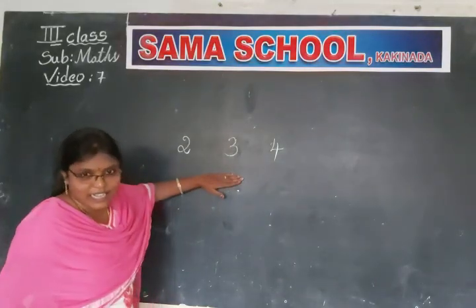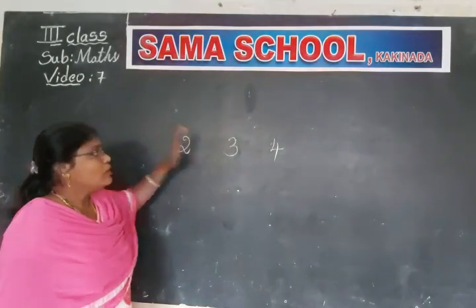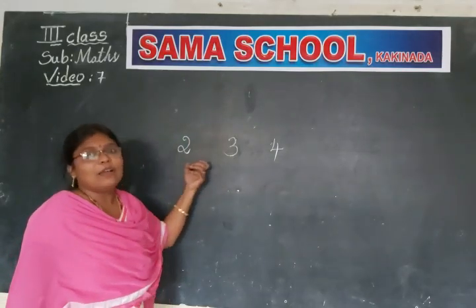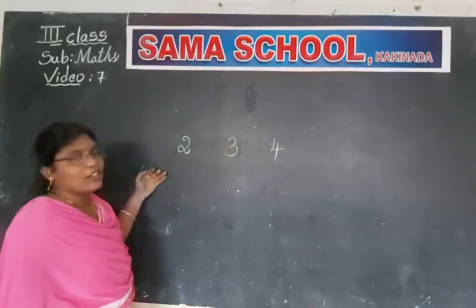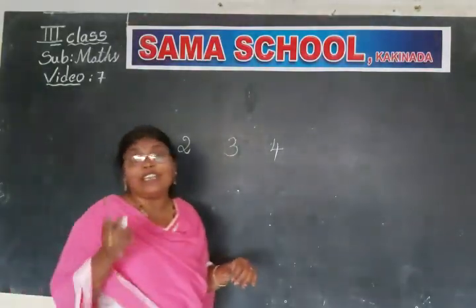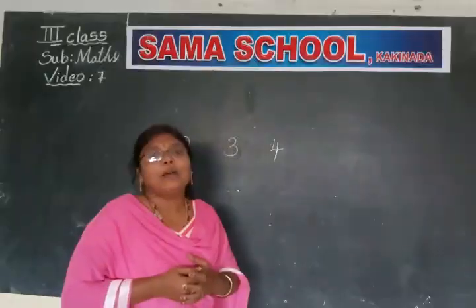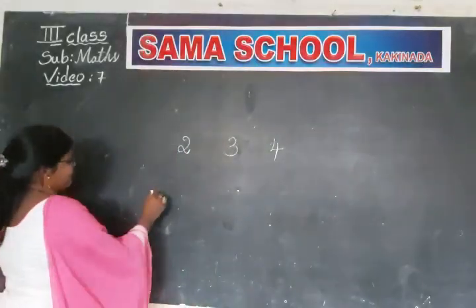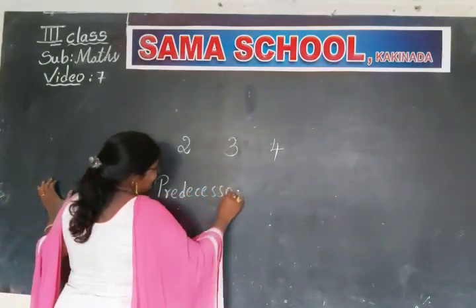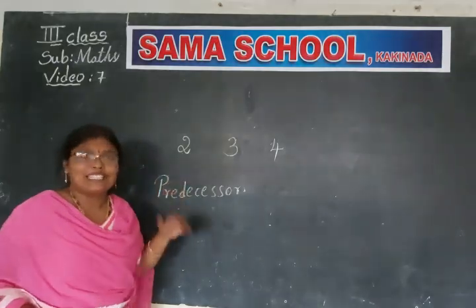Now you are in 3rd standard, and in previous year you have studied 2nd standard. So 2 is before 3, right? 2 is before 3. So what we could tell? 2 is the before number of 3. But here we have to use a new term for before number. What is it? Predecessor. What we call the before number? Predecessor. Okay. So the previous number or before number is called predecessor.